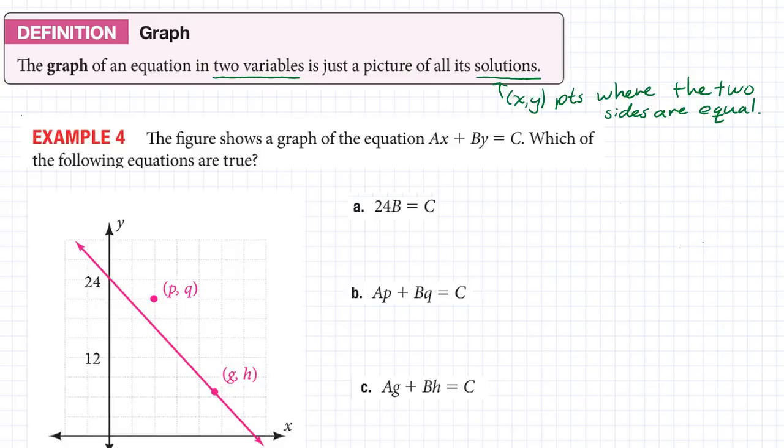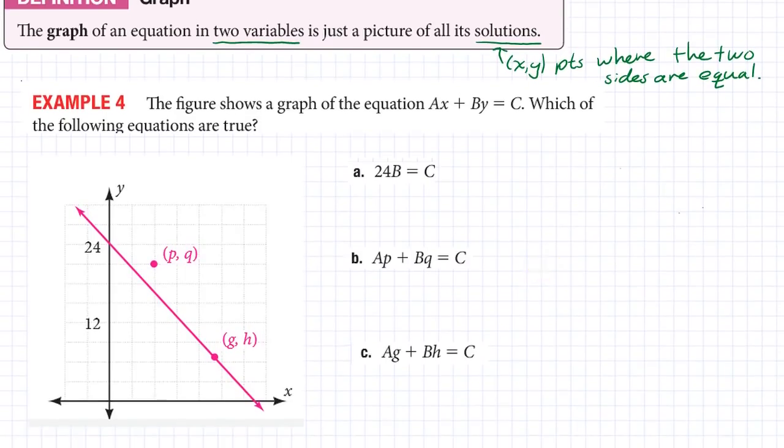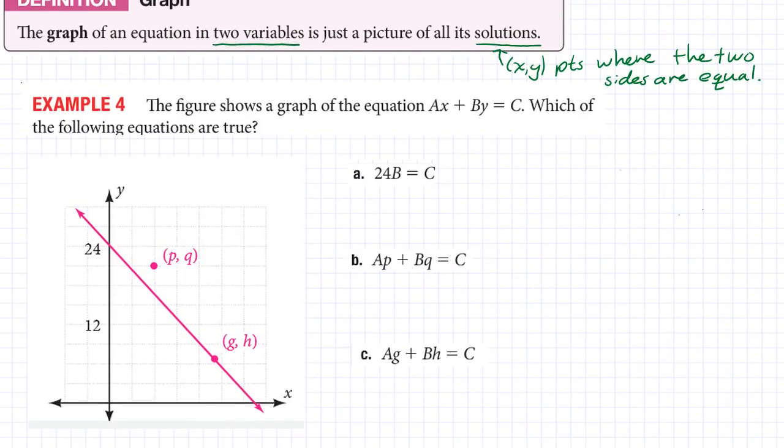We've already talked about this before, but the graph of an equation is a picture of all of its solutions. Just a reminder of that, which means the xy points where the two sides of an equation are equal. So let's take a moment to copy down example 4 to see what the graph tells you about your analysis of the related equation. You might want to pause here for a moment. And now that you've copied it down and read it, let's start talking about it.